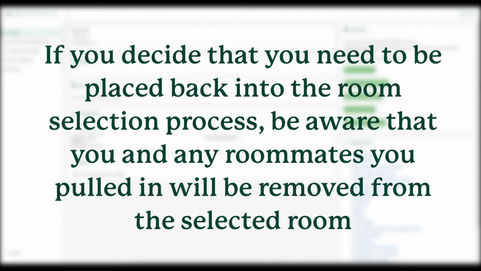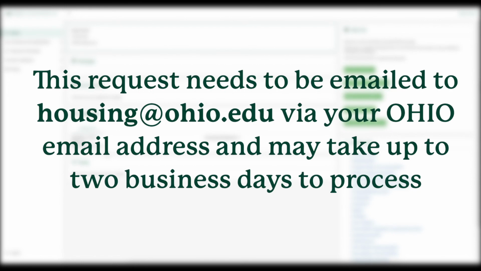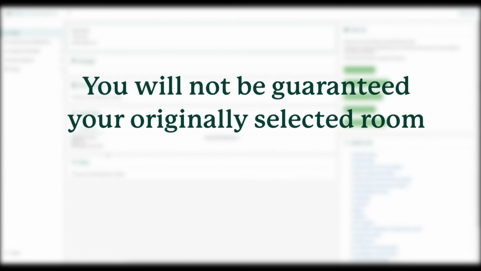If you decide that you need placed back into the room selection process, be aware that you and any roommates you pulled in will be removed from that selected room. This request needs to be emailed to housing via your Ohio email address and may take up to 2 business days to process. Due to this, you will not be guaranteed your originally selected room.